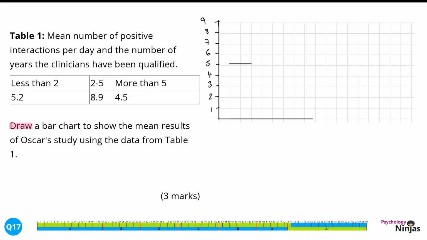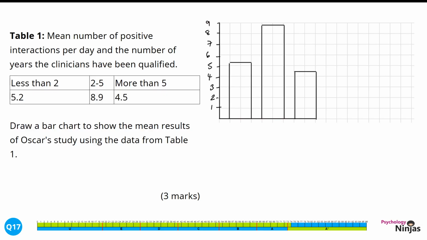So we've got 5.2 here. And because we've got a bar chart, we want to leave a space so our bars don't touch. And we're going to put 8.9 about here. And then we're going to put 4.5 in here. And that gets us one of our marks because we've accurately plotted our points.